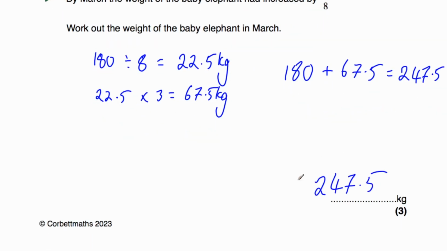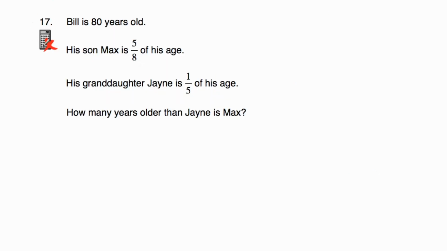247.5 kilograms. And that's it. Okay, let's have a look at our next question, question number 17. Question number 17 says, Bill is 80 years old and his son Max is 5/8 of his age and his granddaughter Jane is 1/5 of his age. How many years older than Jane is Max?